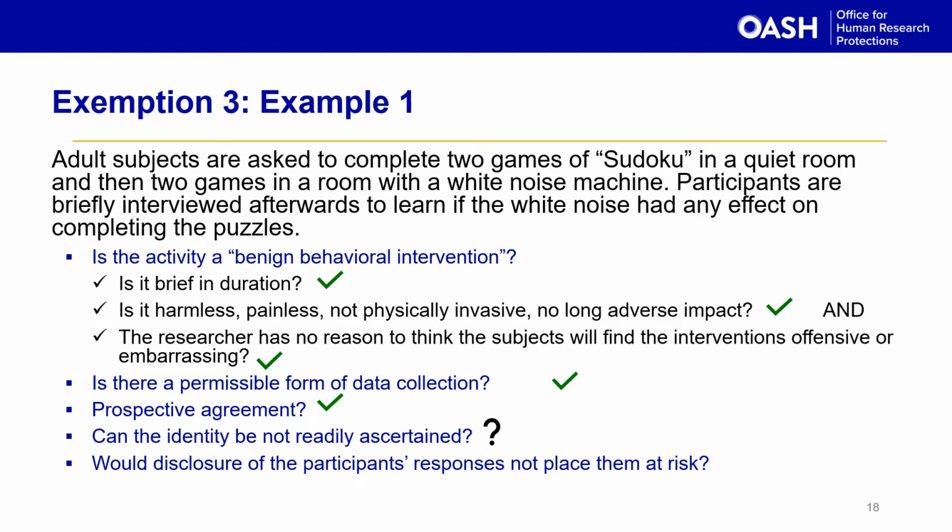Would responses to questions about Sudoku and white noise harm subjects if disclosed? Probably not. I'm unaware of any criminal or civil liability that could result. It would probably be a real stretch to say that someone's reputation would be affected. Exemption 3 is probably appropriate for this study. Even though we're unsure about whether the identities can be readily ascertained, the second provision likely lets a reviewer determine this is exempt.